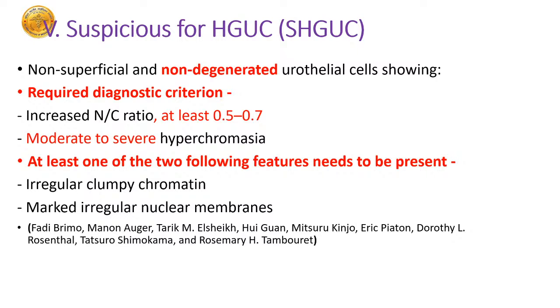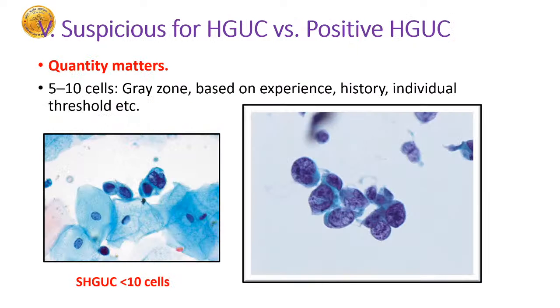So this is a required diagnostic criterion, the other being moderate to severe hyperchromasia. At least one of the 2 following features needs to be present. This is in the minor criterion. You should have irregular clumped or clumpy chromatin and markedly irregular nuclear membranes. There should be no smooth contouring of the nuclear membranes. So instead of having one definite, we have 2 definite here.